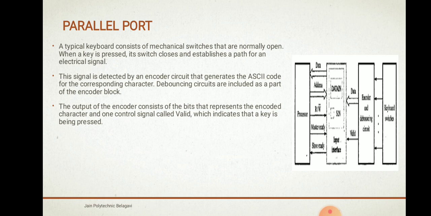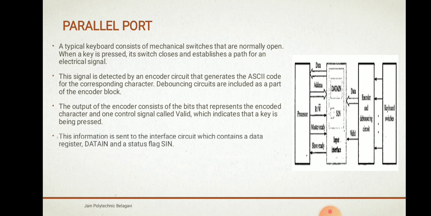After generating the ASCII character, the output of the encoder consists of the bits that represent the encoded ASCII character, as well as one more signal, the valid control signal. The valid control signal indicates that the key has been pressed. So these are the two outputs given by the encoder after pressing one of the keys.